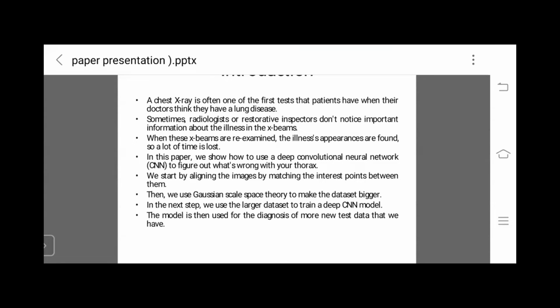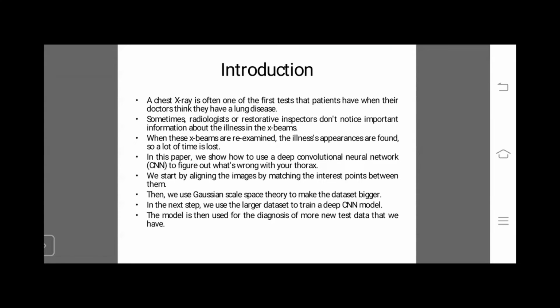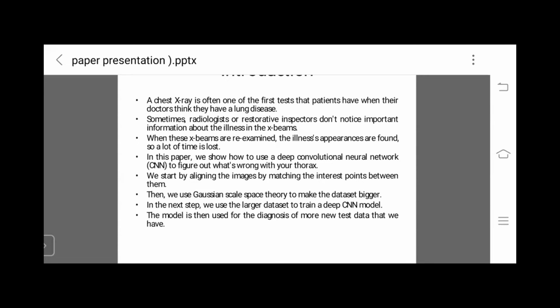So when these X-rays are not examined, the illness appearances are missed. It takes lots of time. So in this paper, we show how to use a deep convolutional neural network, which is a CNN algorithm, to figure out what's wrong with your thorax.